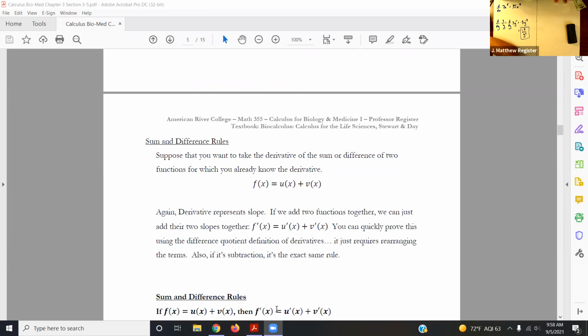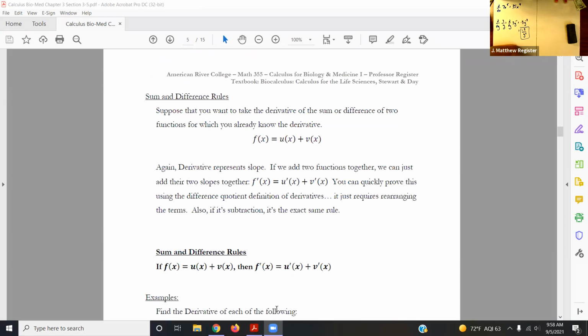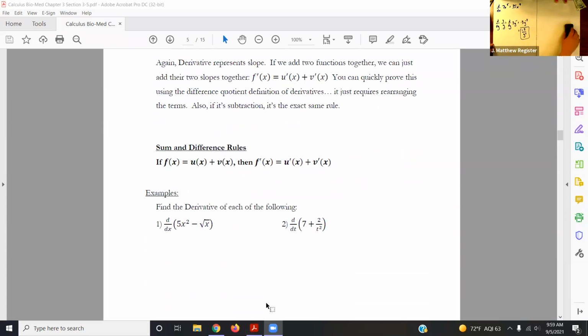Now we've got our sum and difference rules. Sums and differences actually work very nicely. Suppose that you want to take the derivative of the sum or difference of two functions. Let's say you have f of x equals u of x plus v of x. Well, if you want to take the derivative of f of x, really you can just take the derivative of u of x and v of x separately, and you're done. It's easy to prove. If you want, you can prove it on your own. But if you're ever taking the derivative of the sum of two functions, you can just take the derivative of the two functions separately. And if you want, here is a couple examples.